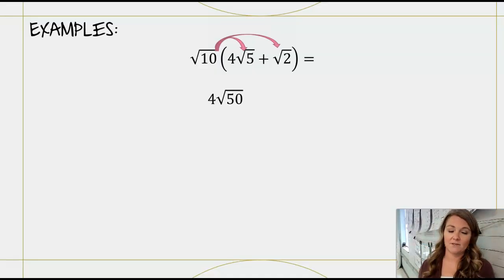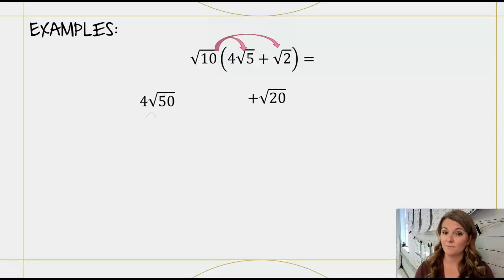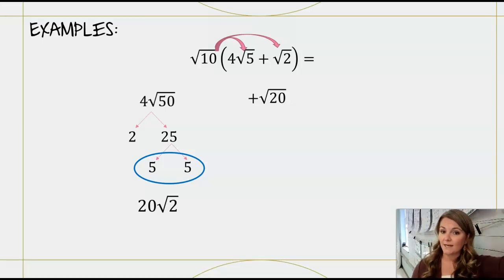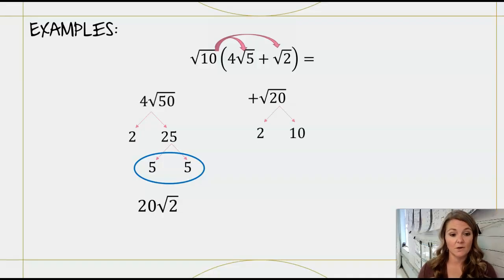And then I'm going to multiply the square root of 10 times the square root of 2, which is going to give me plus, because I'm just going to bring down that sign, square root of 20. Now I'm going to tree out the 50, and I just need some room, so I'm going to move it over a little bit. So 50 is 2 and 25. 25 is 5 and 5. Simplifying that, my index is 2 because it's not there. So that 5 times the 4 that was already there is going to give me 20, and I have that left over 2. Now I'm going to tree out 20 to see if it can go with that 2.